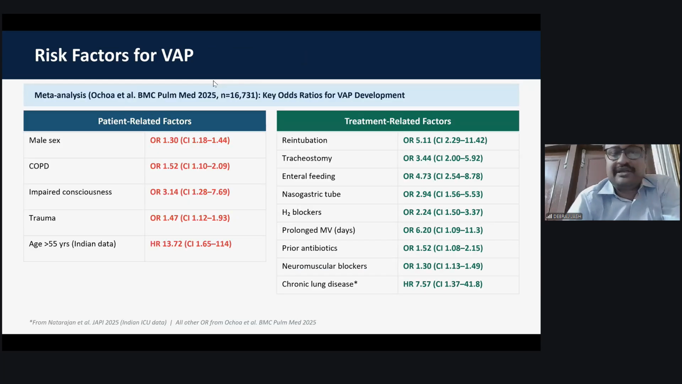Risk factors for ventilator-associated pneumonia: any comorbidity, elderly patient, and particular association is with the neuromuscular blockade, which we frequently use, any kind of paralytics for any kind of lung rest. Any chronic lung disease, previous history of hospitalization, a patient who has been on tracheostomy for a long duration of time, and who is on any kind of enteral feeding.